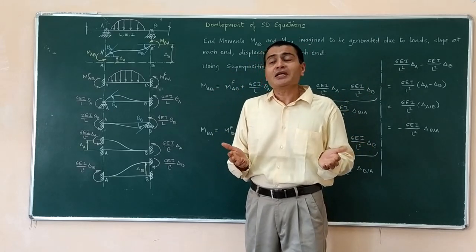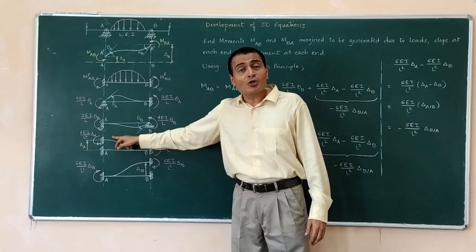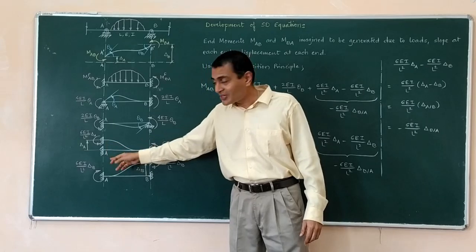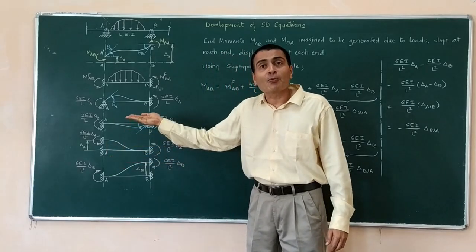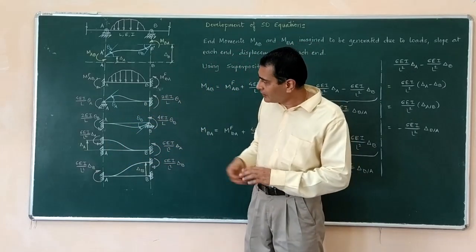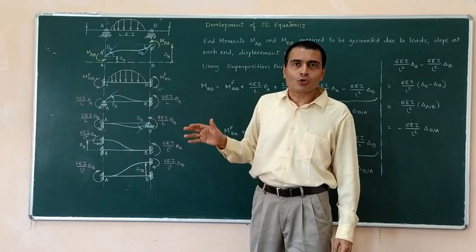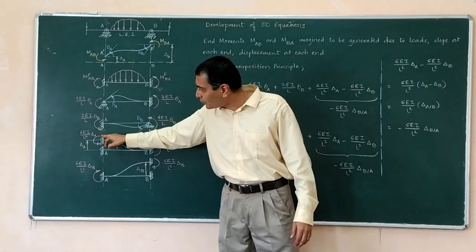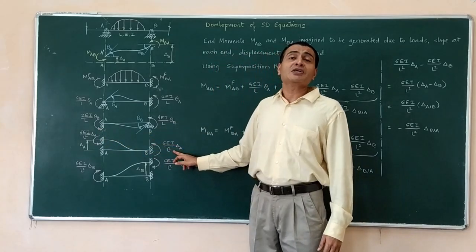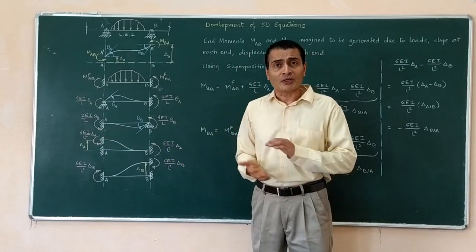Next I am considering near end translation for joint A. Because I want it to be only translation, the support is shown to be fixed and A is translating upwards by delta A. Then the corresponding moment, again from our fundamental results we know, will be 6 EI upon L square into delta A. Here also will be generated 6 EI upon L square into delta A, both anticlockwise.